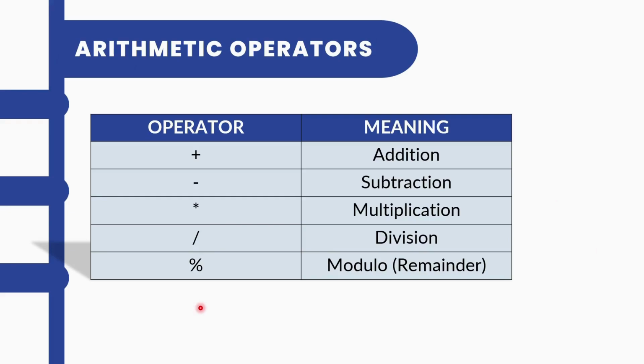First, arithmetic operators. An arithmetic operator performs mathematical operations such as addition, subtraction, multiplication, division, etc. on numerical values. Now these numerical values can be either constants or variables. There are 5 arithmetic operators: plus for addition, minus for subtraction, asterisk for multiplication, slash for division, and percentage for modulo, or the remainder that you get after division. Now let us see an example.